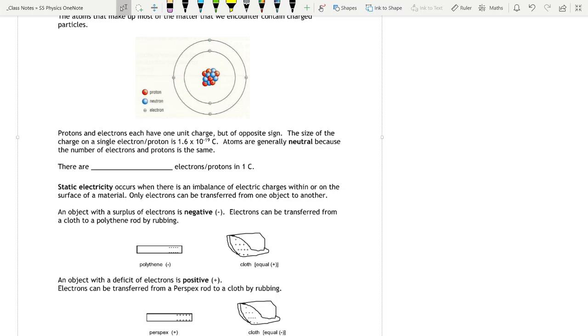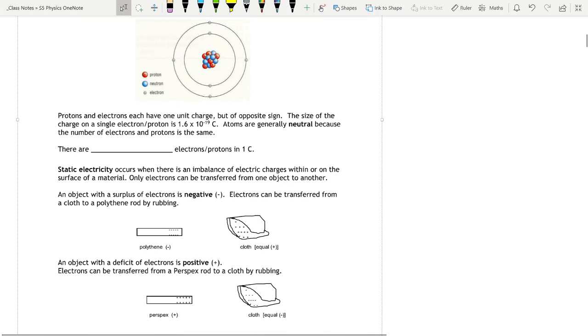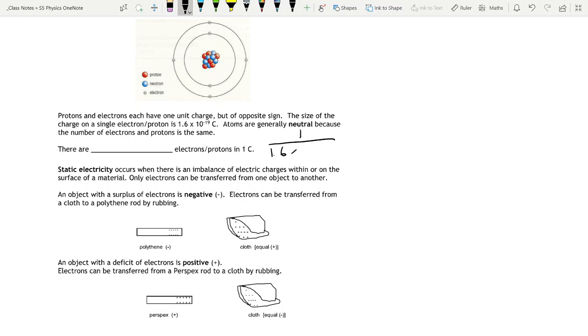Atoms are generally neutral because the same amount of electrons and protons are in neutral atoms. So, if the charge on a single electron or proton is 1.6 times 10 to the minus 19 coulombs, then to find how many electrons or protons are in 1 coulomb, we do 1 coulomb divided by 1.6 times 10 to the minus 19. And that comes to 6.25 times 10 to the 18 electrons.